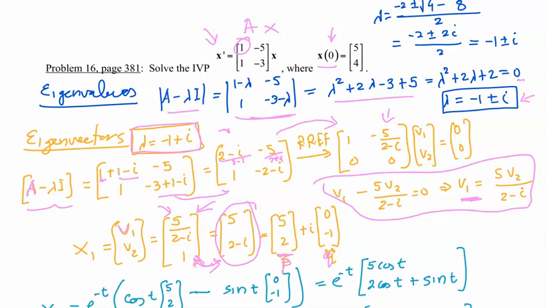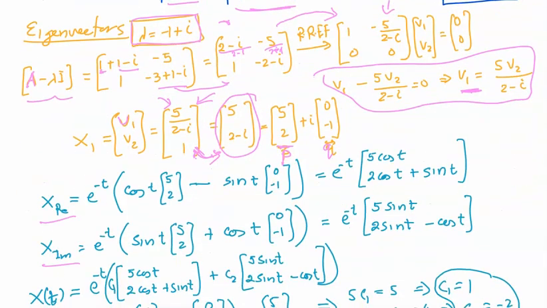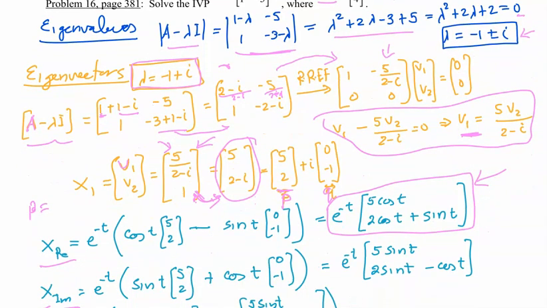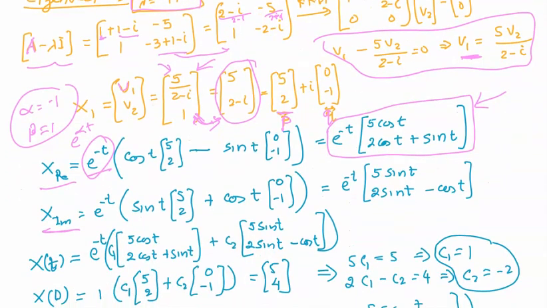So I found the P and Q. Now plug it into the real part and imaginary part, and it looks like that. So you pause this, write down everything, and make sure you get this. For the imaginary part, again, what is beta? Beta is 1, and alpha is -1, right? So that's why you have e to the power of alpha t, so that's why it's -t, right? And then the imaginary part, I found this one.